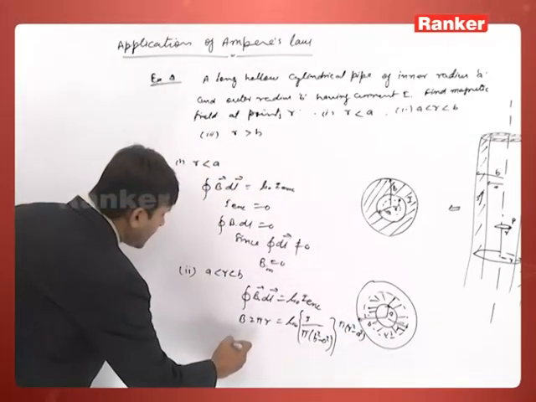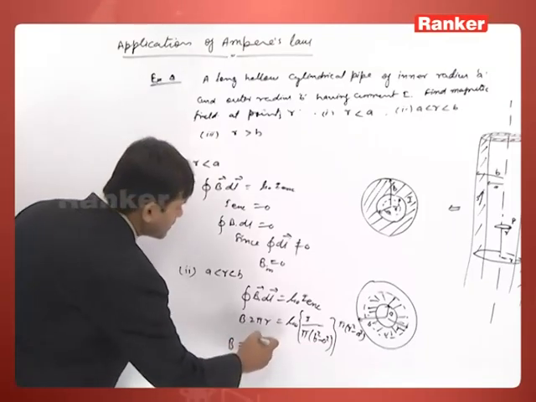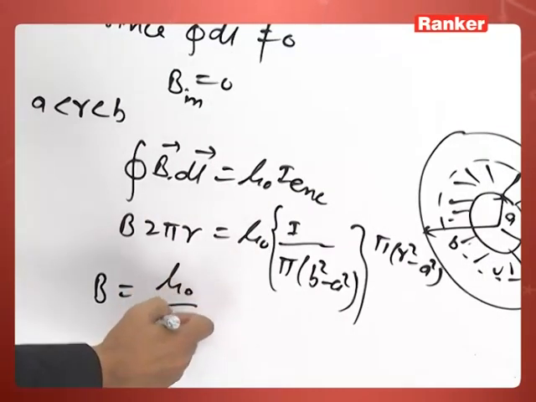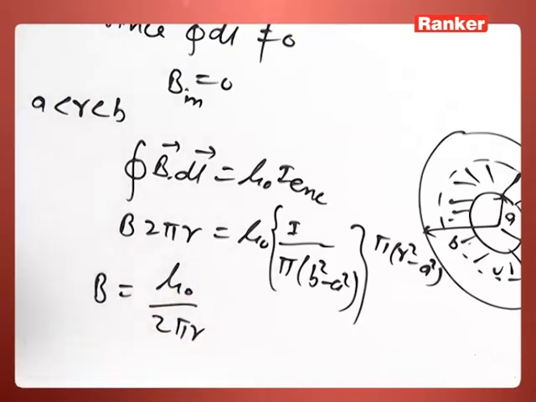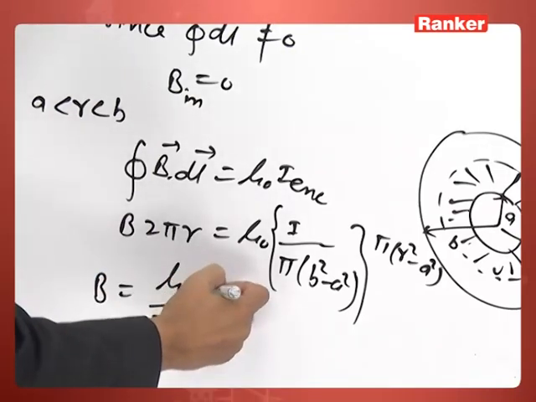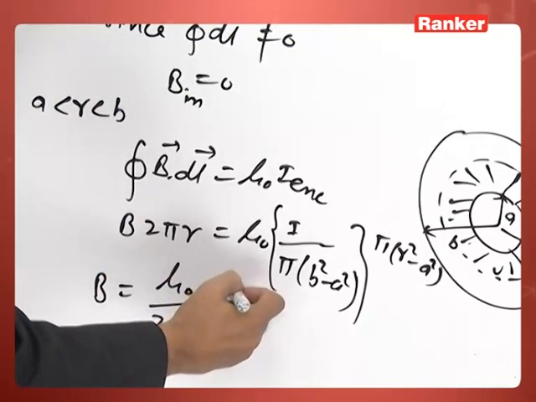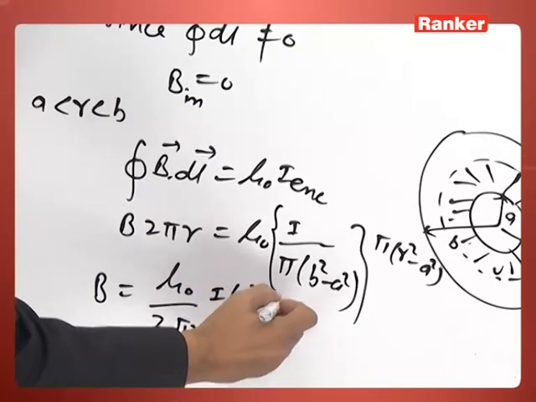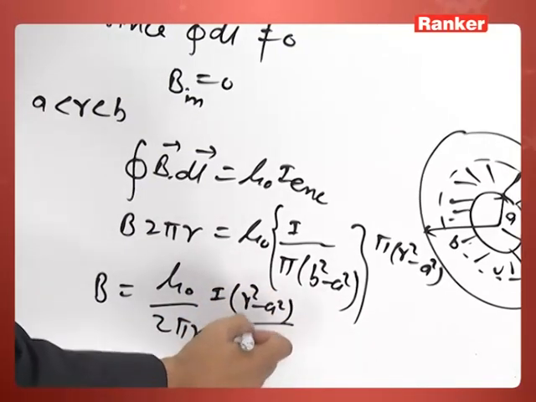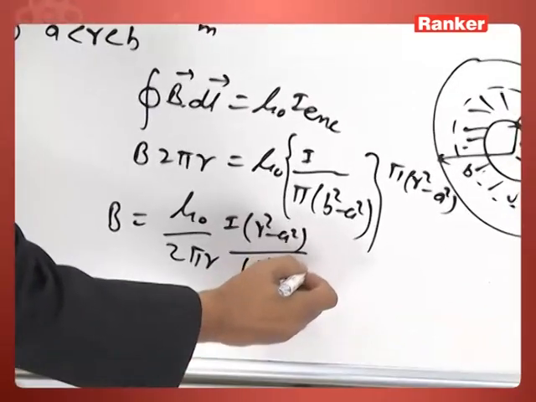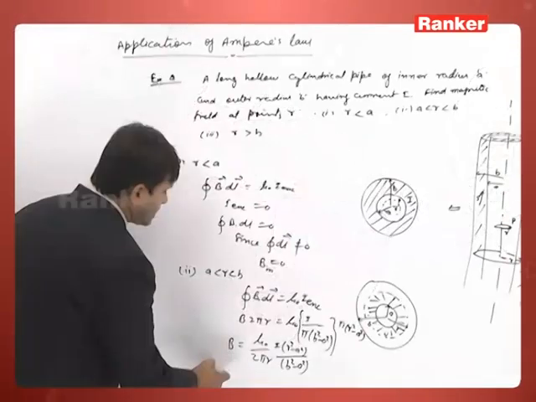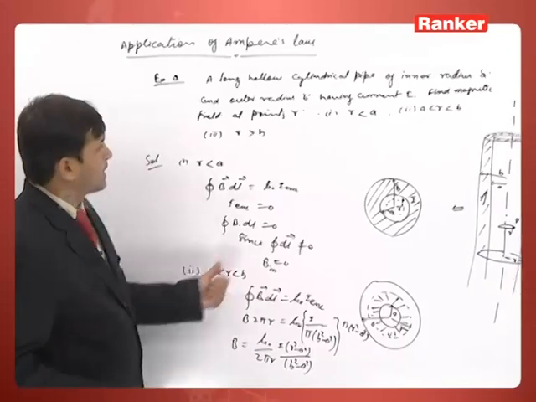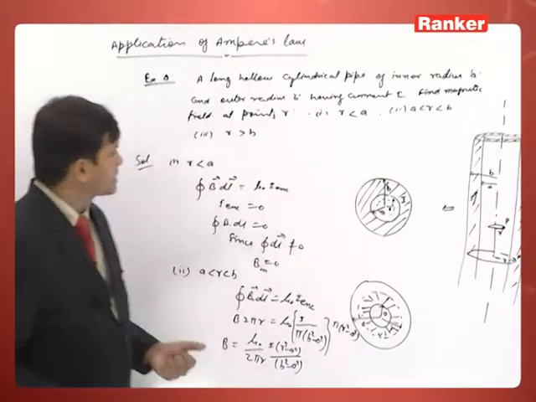So finally we have B equals mu naught by 2 pi r into I times (r square minus a square) by (b square minus a square). This is the second part.